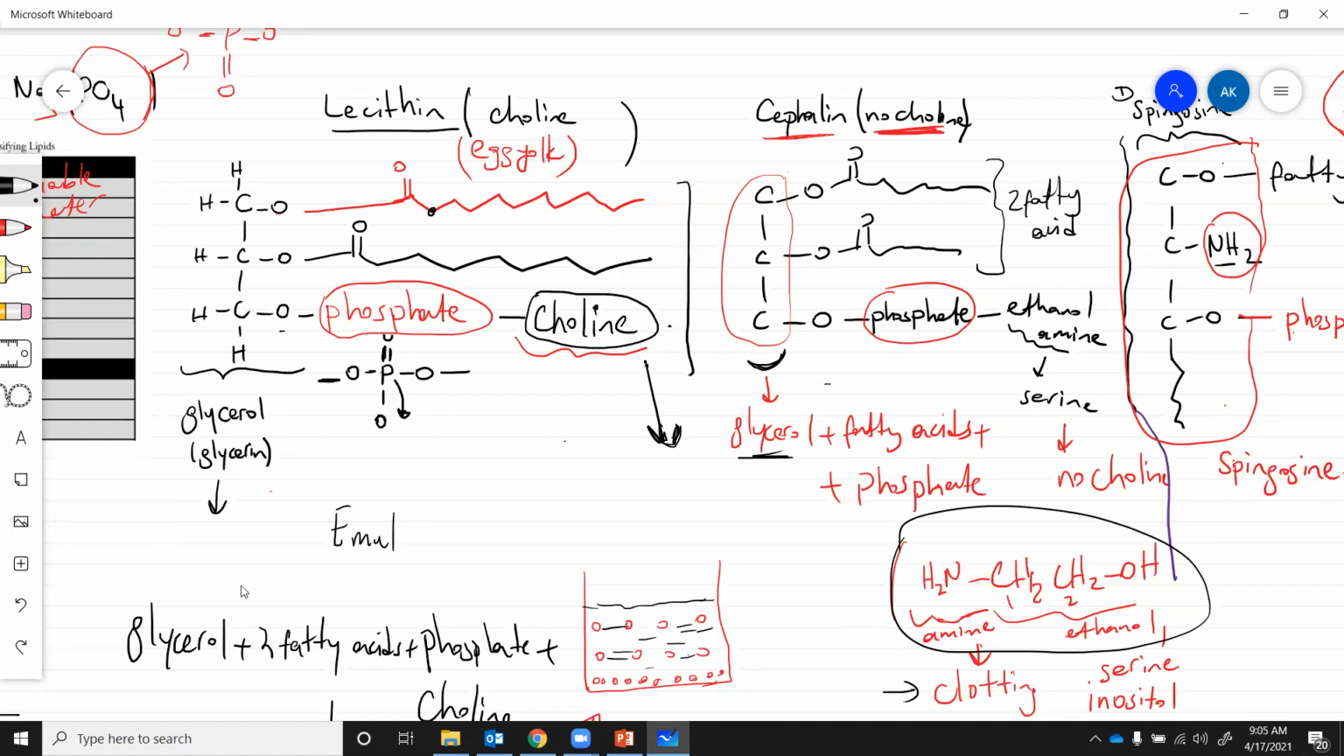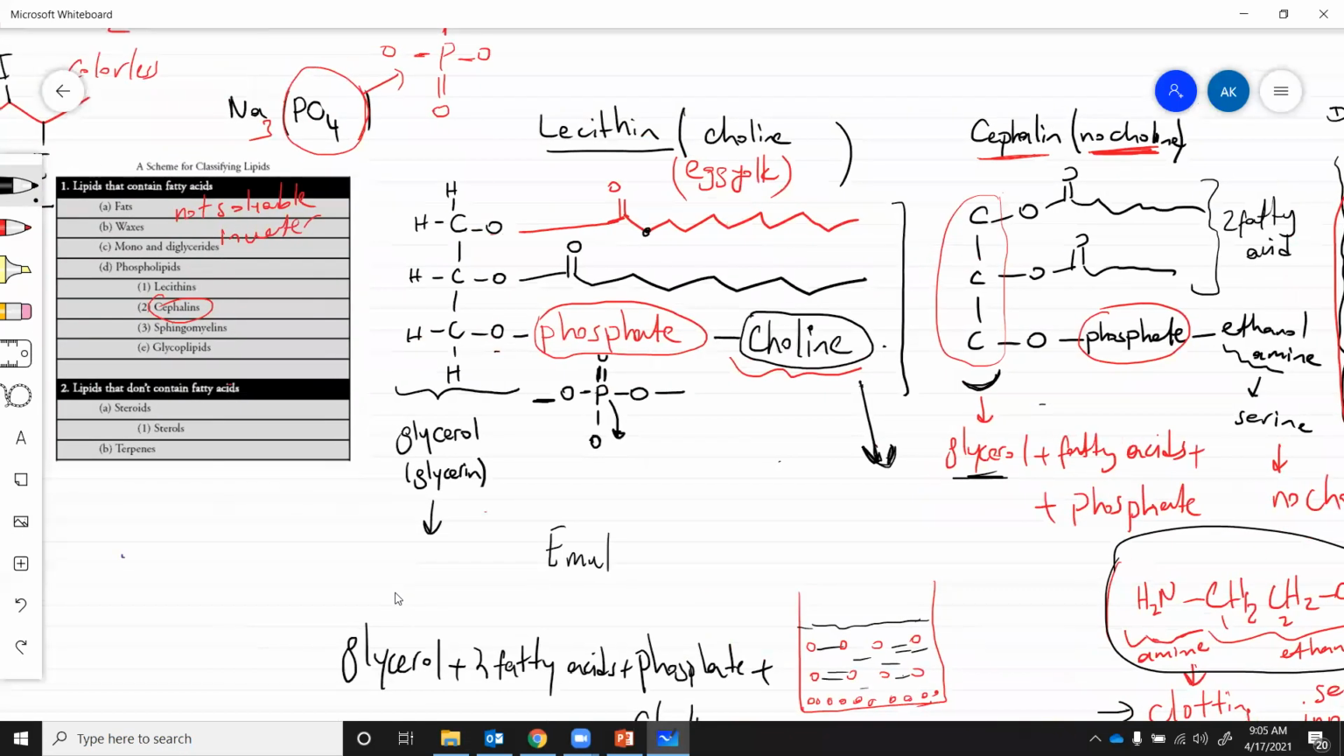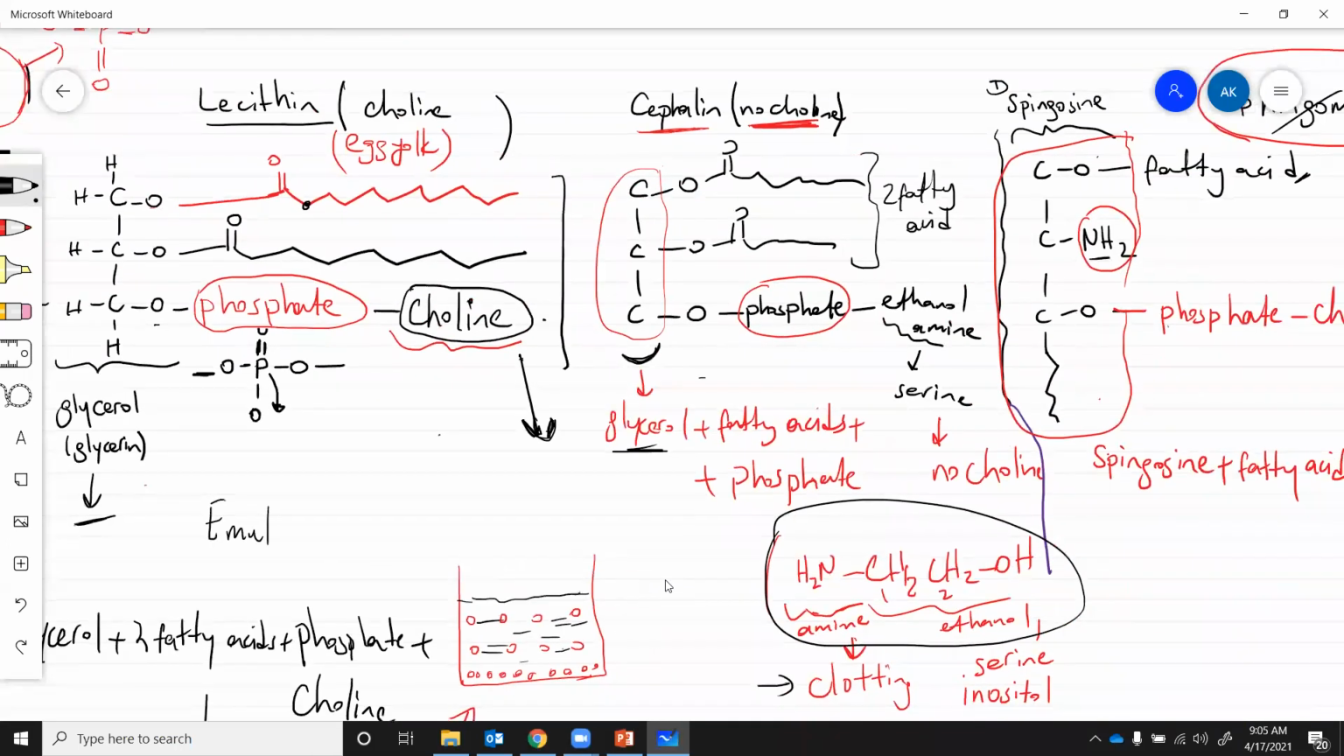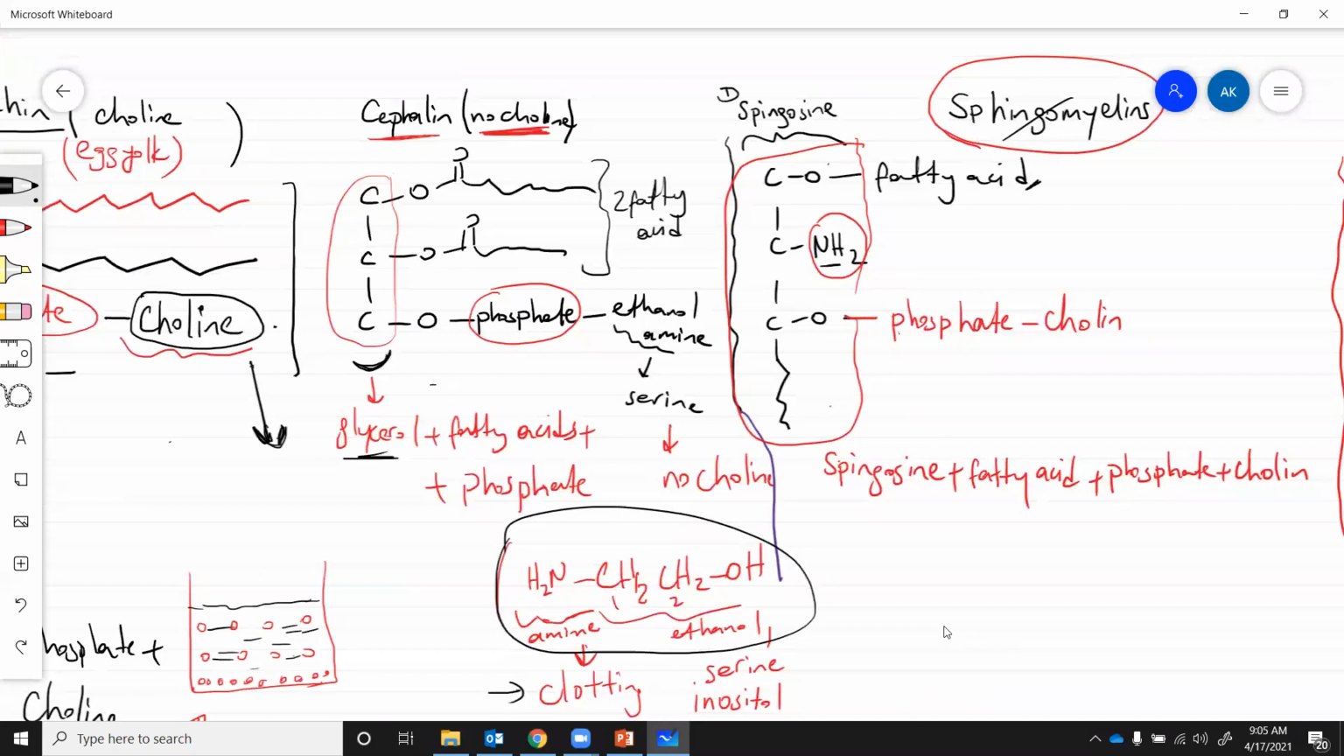All right. So now we're done with the lecithin and cephalin. And now these are the last 2 in this category. In these last 2, we're going to change the backbone. That's the only thing. What I mean by that is, in the lecithin and cephalin, what backbone did we use? We used glycerin, or glycerol. So in the sphingomyelin, we are changing the backbone.